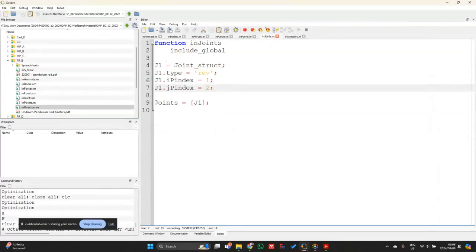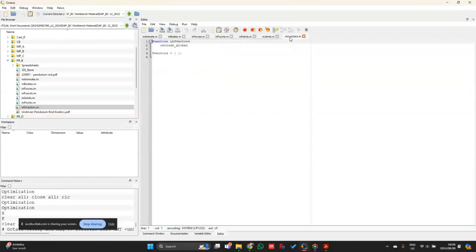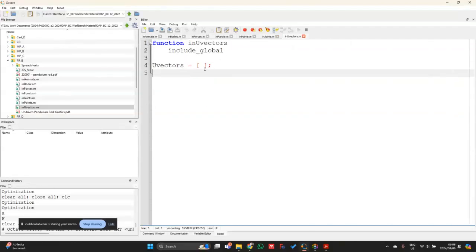Okay, so once that is done, I just combine everything in this joint list over here at the end. And lastly, I can go over to in U vectors. In our case, this U vectors is an empty list, because we don't really have any translational joints that we want to specify at this stage. U vectors is usually applied only to translational joints when you want to create either opposite or parallel motion between 2 bodies.